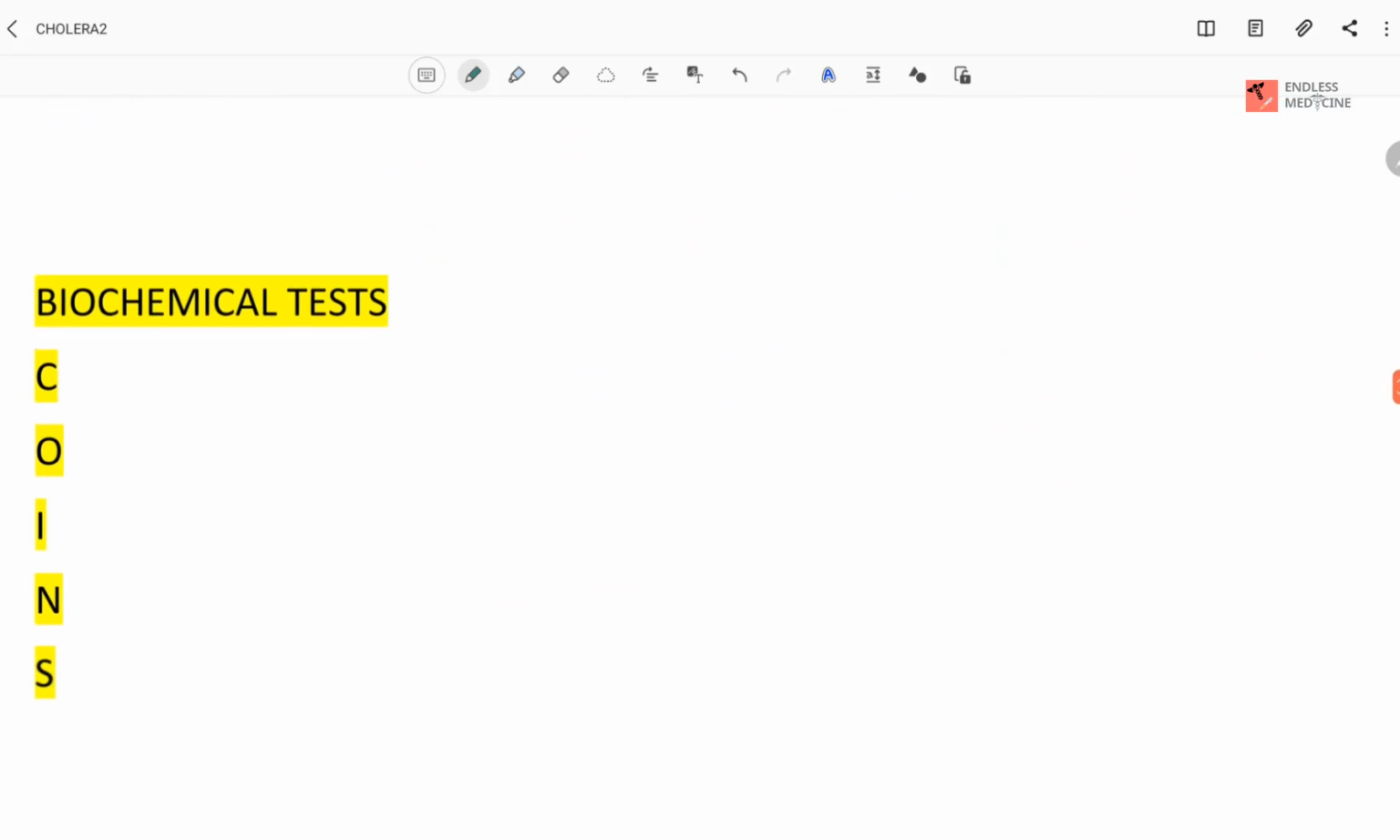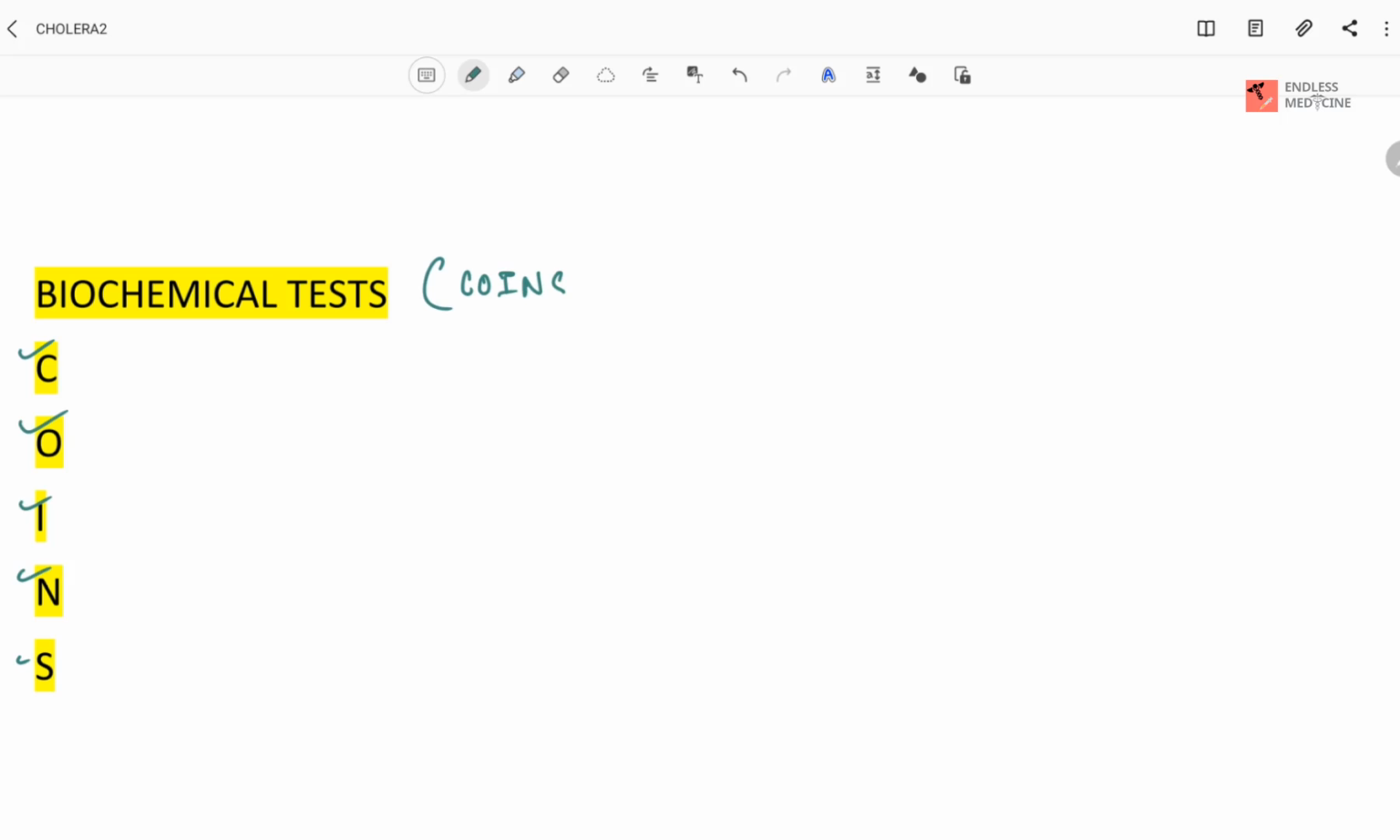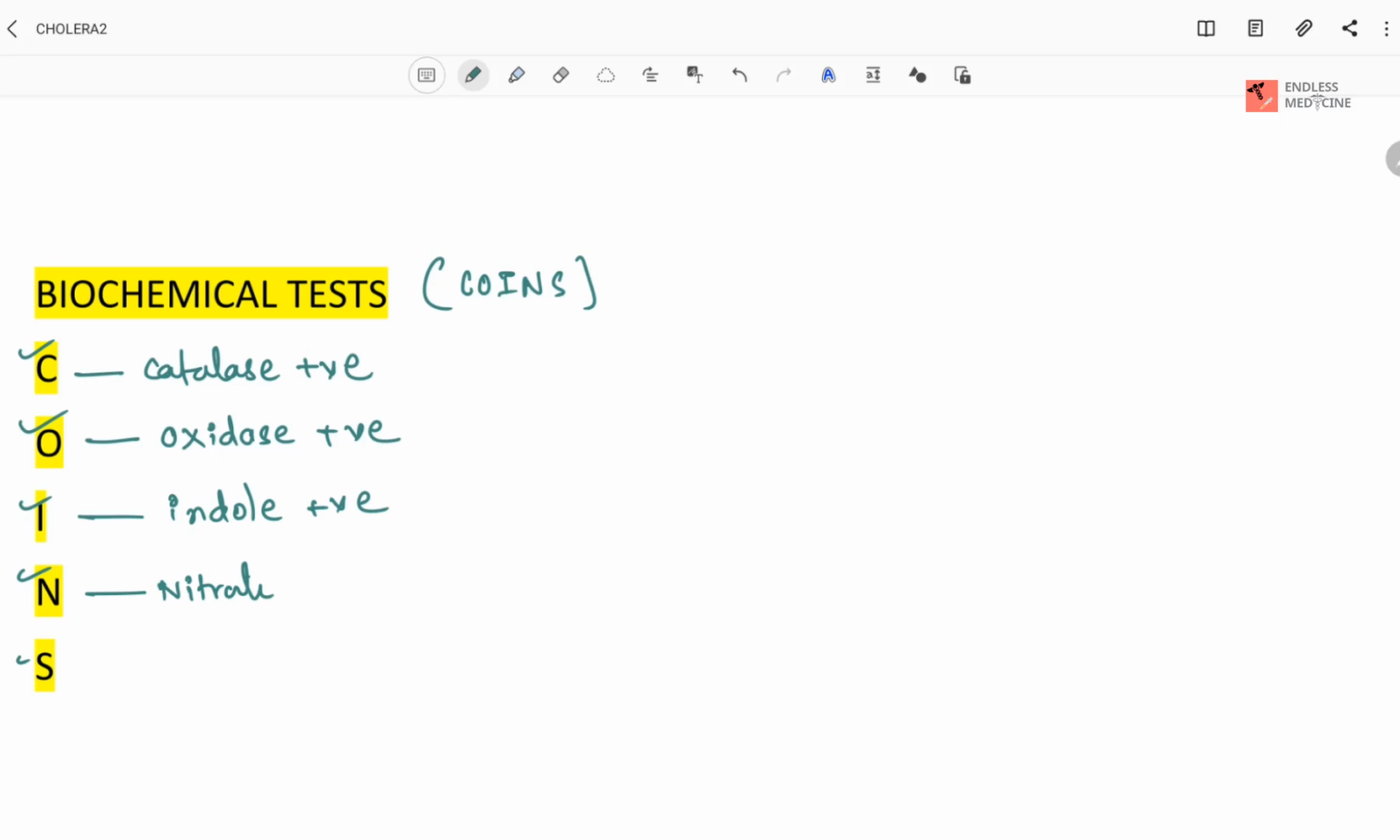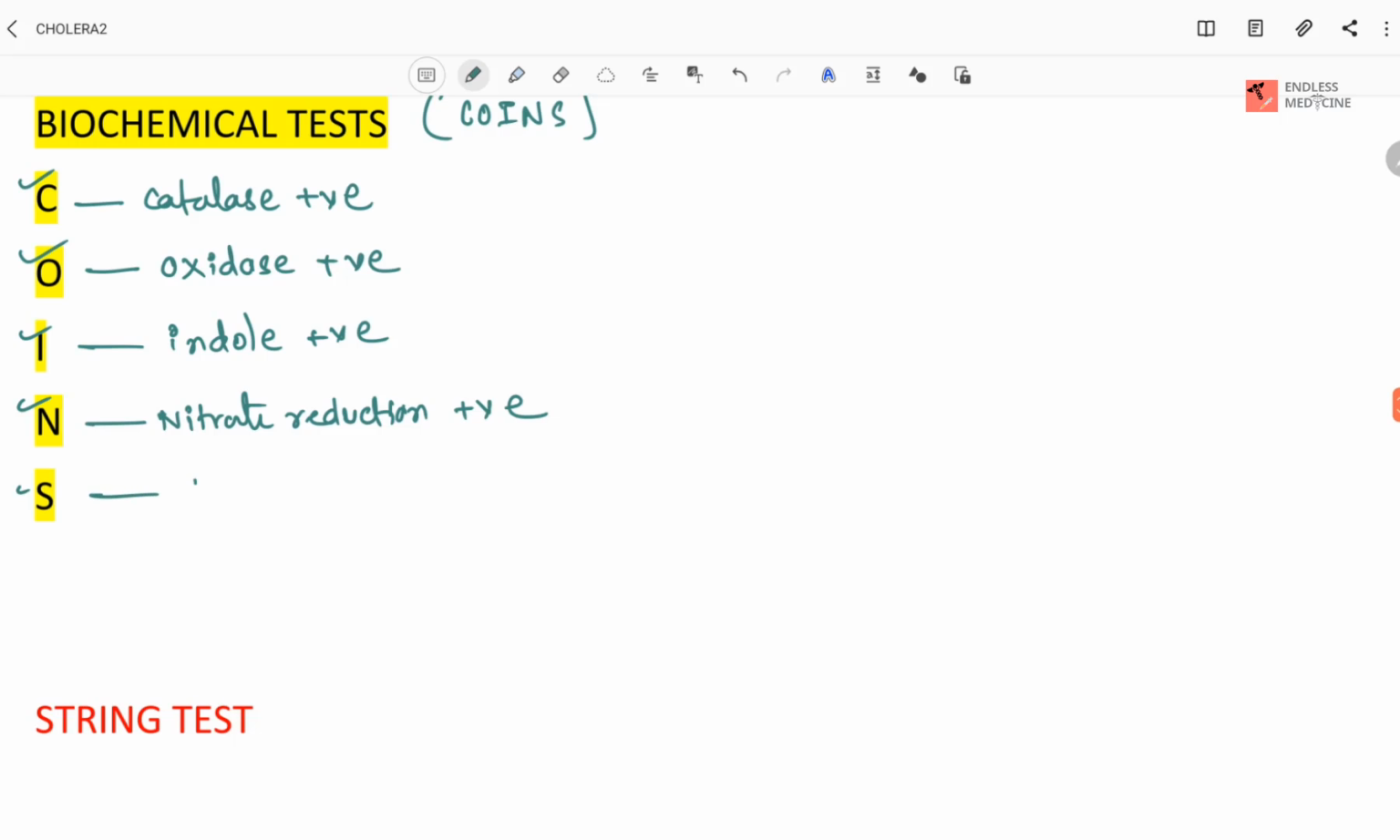Okay, now come to the biochemical test. It is positive for COINS, that is coins. What are those? C for catalase positive, and already discussed, O for oxidase positive. I for indole positive, N for nitrate reduction positive, and S for sucrose, which is also positive. Sucrose fermentation positive.